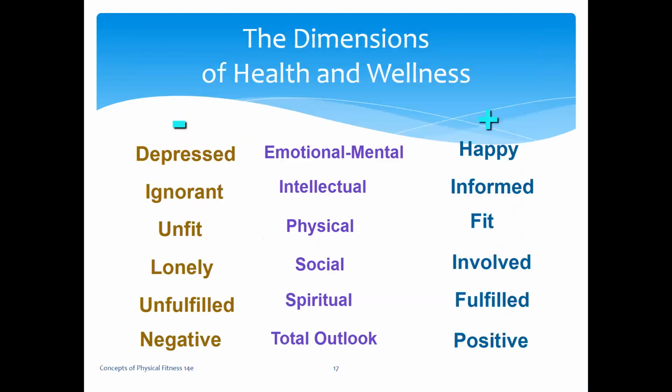So when we look at the dimensions of health and wellness, we've got a plus and minus. And in the middle is where we actually have our balance. So with emotional and mental, we're either happy or we're depressed. Intellectual, we're informed or we're ignorant. Physical, we're either fit or unfit. Social, we're involved or we're lonely. Spiritual, fulfilled or unfulfilled. And total outlook is positive or negative.